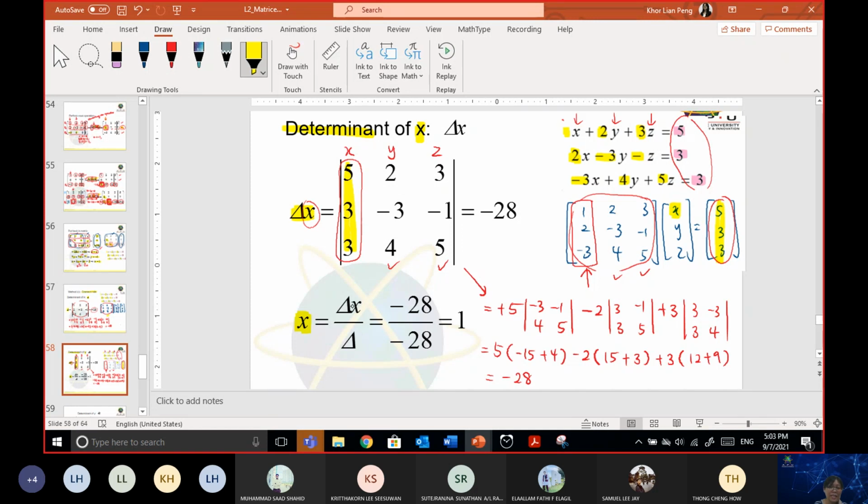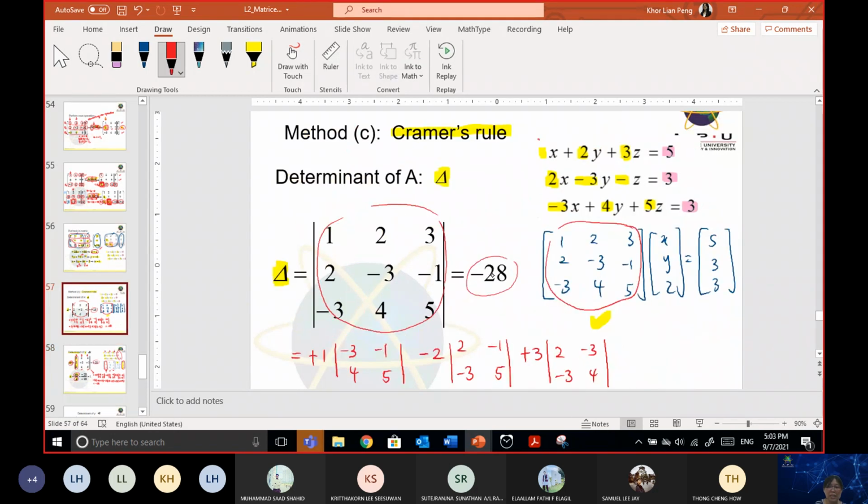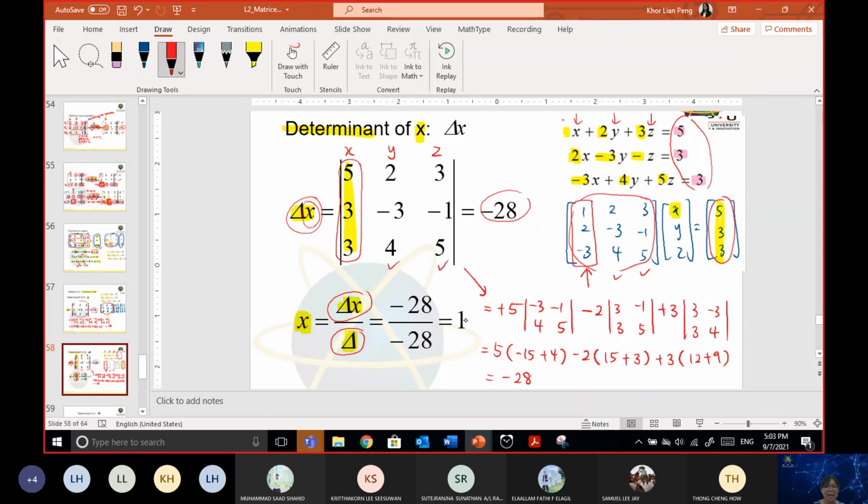The formula is the determinant of x divided by the determinant of the matrix. So the determinant of x is the value we calculated just now, and this determinant is from the earlier step, the determinant of the matrix. Then we get the answer of 1. So we get the first unknown.